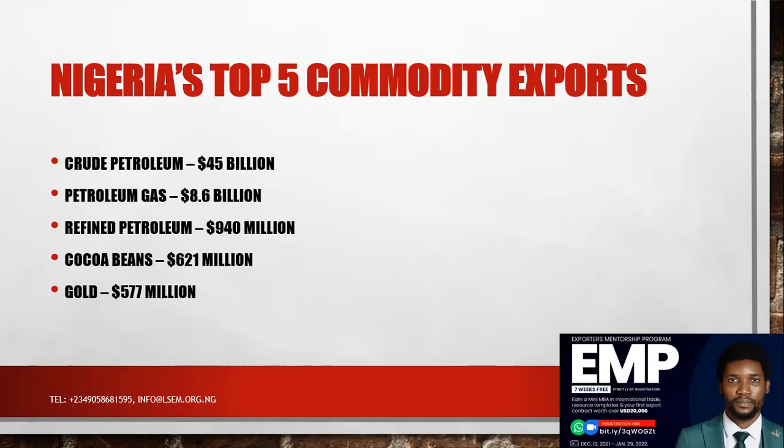So after the discovery of petroleum, the Nigerian leaders decided to do away with all this agricultural export and focus on petroleum alone. While everyone was focusing on petroleum, yes, there was a lot of money in petroleum. It looks huge, it looks big. It did not actually mean that the agricultural commodities that we have went away or went out of the market.